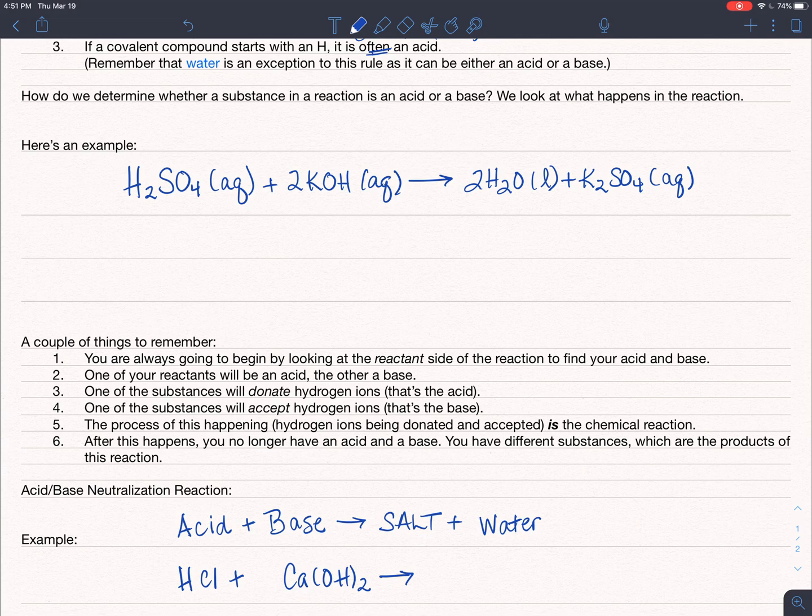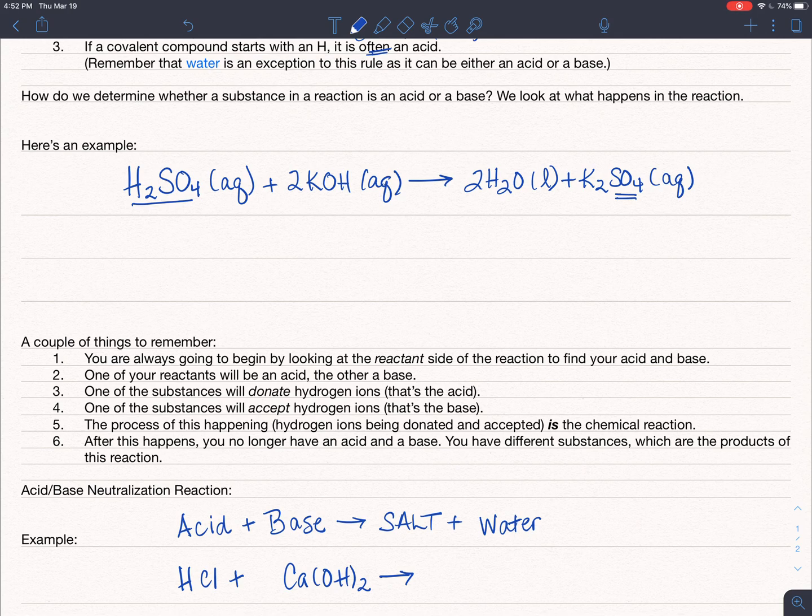Remember, our acids are our proton donors. They're donating H+ ions, and our bases are our proton acceptors. When we look at this one, we start with H2SO4. We have this SO4 paired with hydrogen. Now let's look over at the other side of the chemical reaction. We see that the SO4 is still there, but the hydrogen is completely separate from it. There is no hydrogen paired with it anymore.